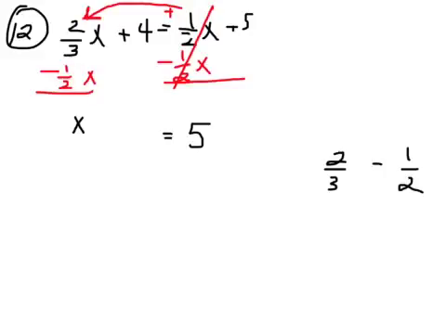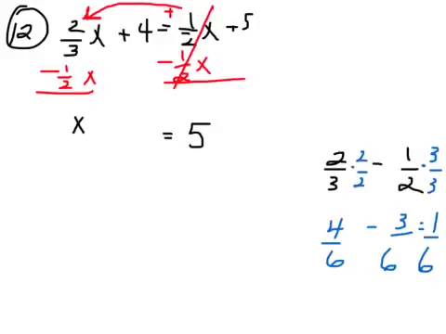My common denominator would be what? 6. So this 2/3 would need to get multiplied by 2 over 2, and the half would be multiplied by 3 over 3. And so I would have 2 times 2 is 4 over 6, and then 1 times 3 is 3 over 6. 4 over 6 minus 3 over 6 is 1 over 6. So I have 1 over 6 x, and then I've got that plus 4. I have to remember to drop it on down. And so here's the real equation I have to solve.